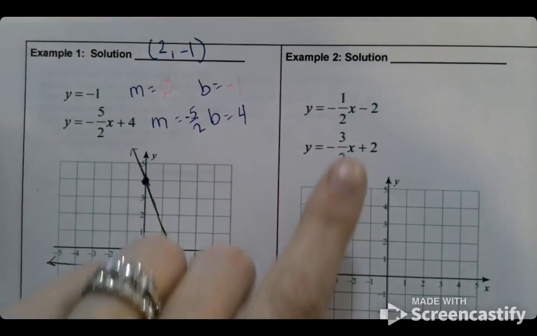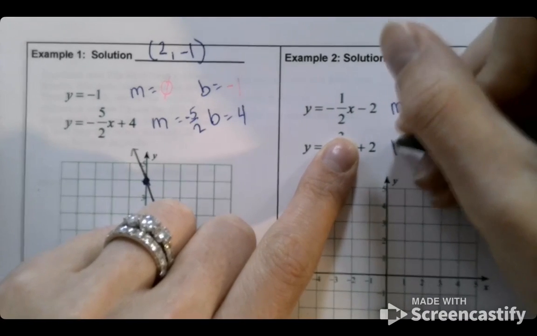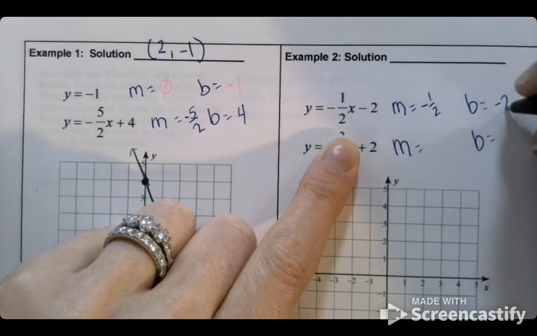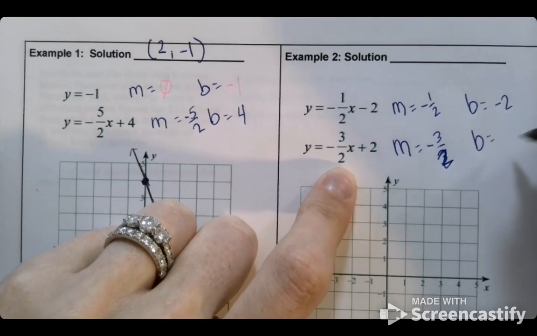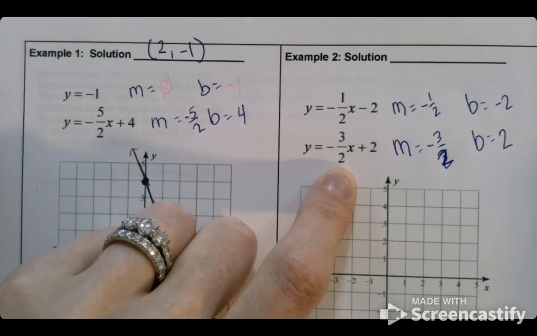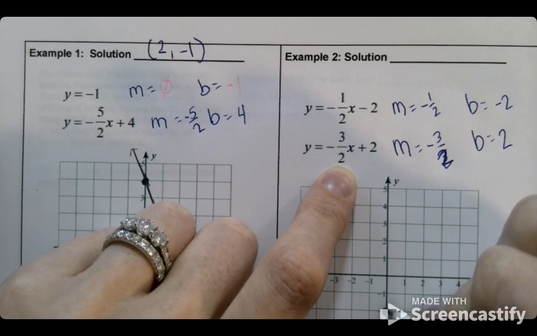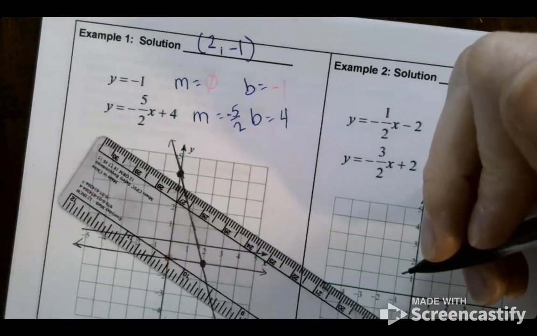Welcome back. If you just want to check and see, did I get my M and B right, Ms. Sherman? That's perfectly fine. We should have had M is -1/2, B is -2, M is -3/2, and B is +2. So we have -2, down 1/2. And then graph that.